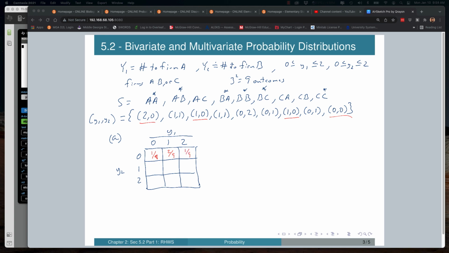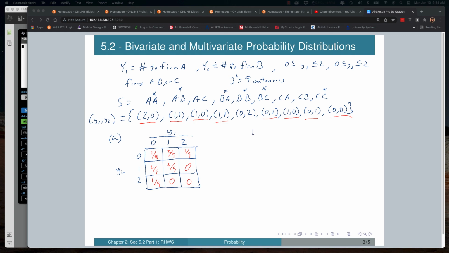Then we're looking for 0, 1s. 1, 2, 2/9. 1, 1. We got 2 of those. Be 2/9. This is going to be 0 because there's no 2, 1. y1 equals 2, y2 equals 1 is not an ordered pair up there. Matter of fact, this is going to be 0 because the last one is 0, 2. And if we go by the table, the 0 column, the 2 row, this is 1/9. And we're done there.